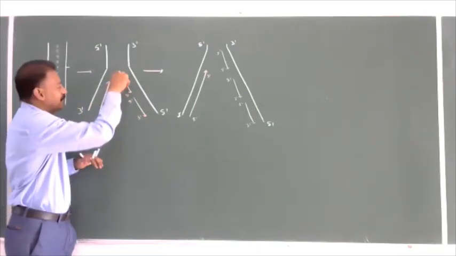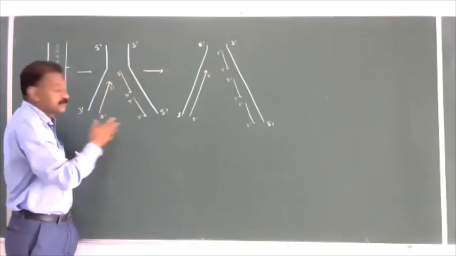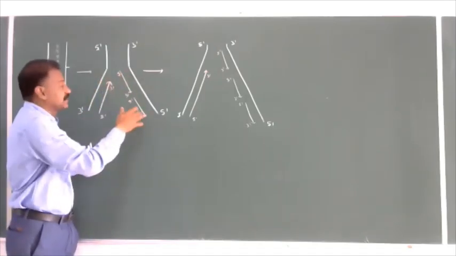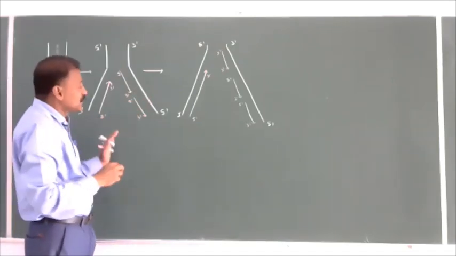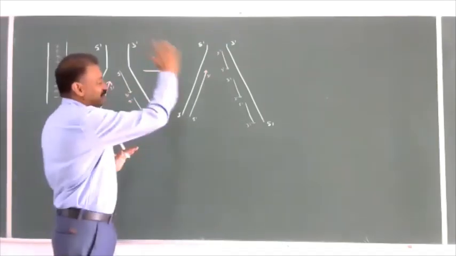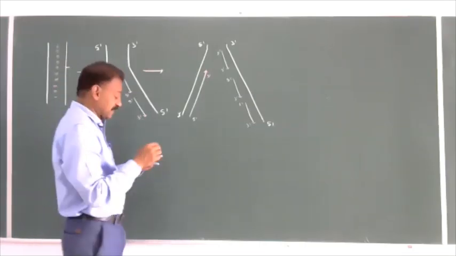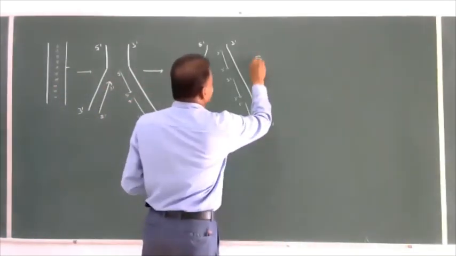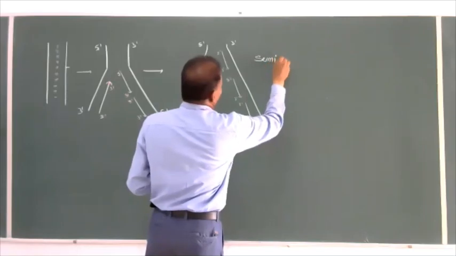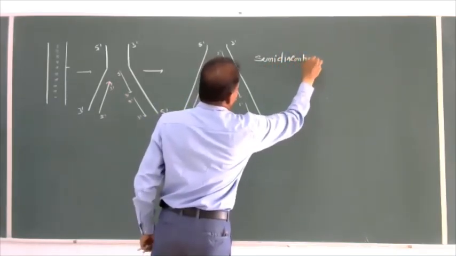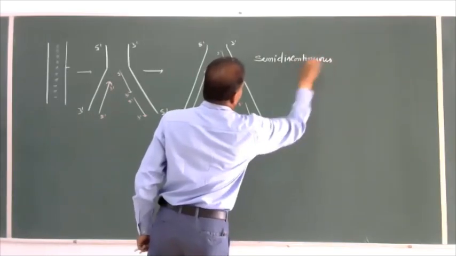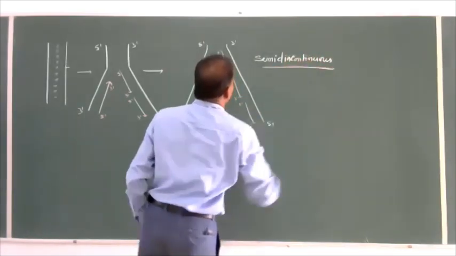Here also primer starts. One is continuous, one is discontinuous. These fragments are identified as Okazaki fragments. So, bidirectional, semi-discontinuous process. Replication.